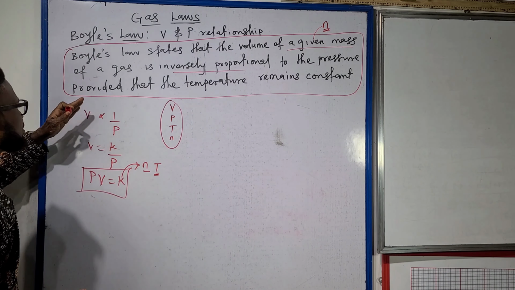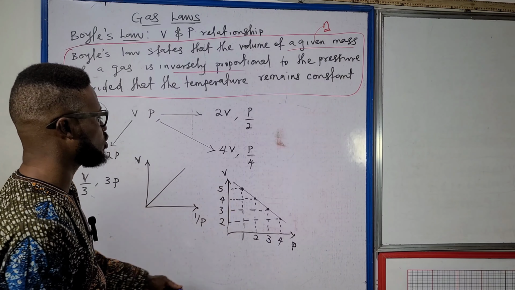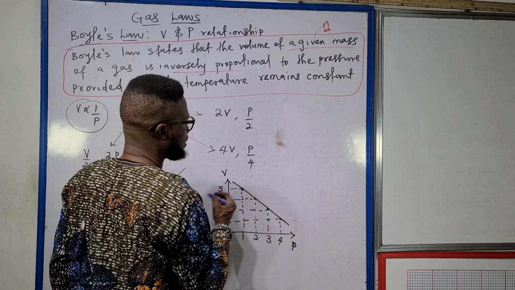Let's look at it. Imagine this is 5. At the time when the volume was 5, the pressure was, let's say, 1. When the volume had decreased to 4, the pressure had increased. When the volume had decreased to 3, you can see the pressure had increased to 3. When the volume had decreased to 2, the pressure had increased to 4. So basically, when you have a straight line this way, from the vertical to the horizontal axis, that is an inverse relationship.